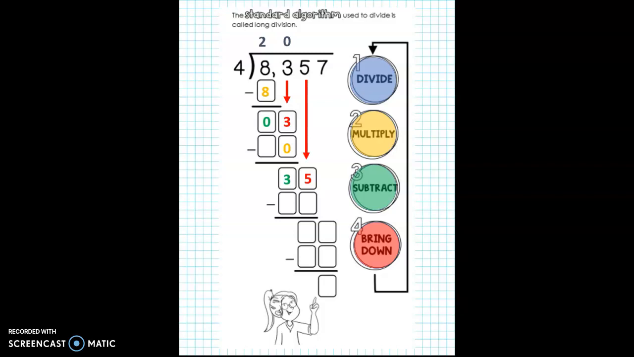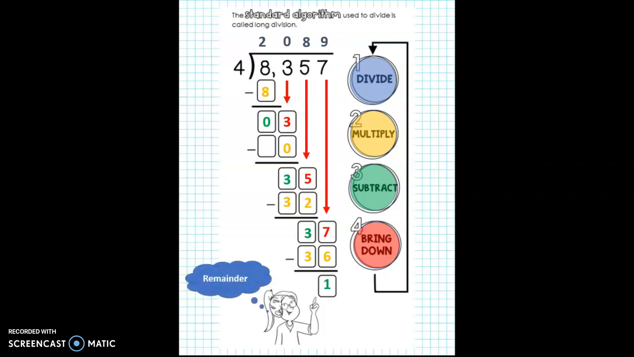Repeat the process. 4 goes into 35, 8 times. Multiply. 4 times 8 is 32. Subtract. Get the 3. Bring down the next digit. 4 goes into 37, 9 times. 4 times 9 is our multiply for 36. Subtract 37 minus 36 for 1.